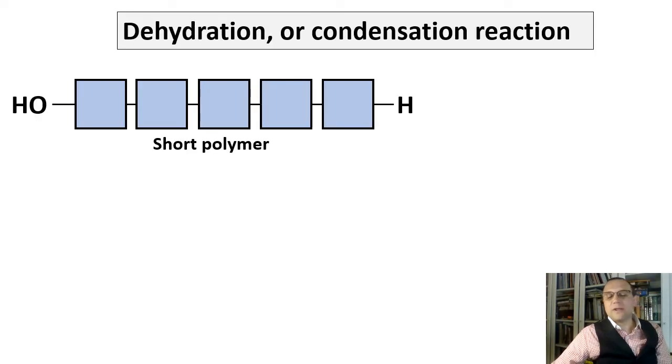Let's take a look at the dehydration reaction by using more visuals. What you see on this slide is a diagrammatic representation of a polymer. So you see a short polymer here. Please note, at one side it has a hydroxyl group, on the other side it has hydrogen. So we have hydroxyl group and hydrogen.